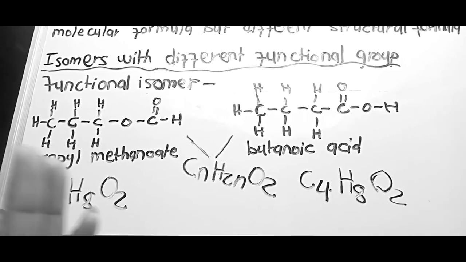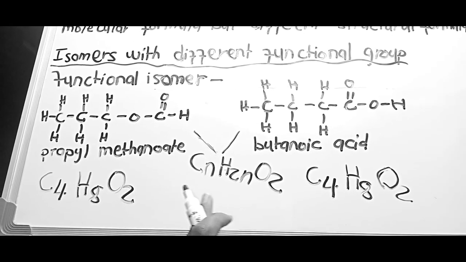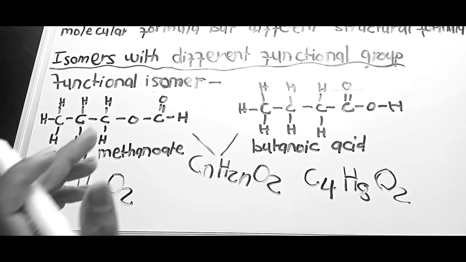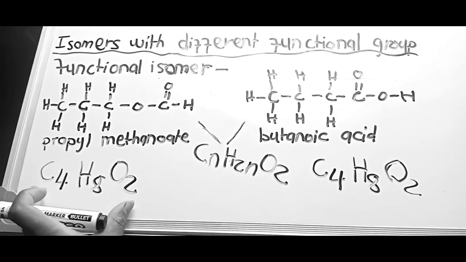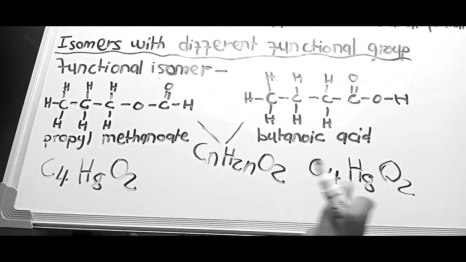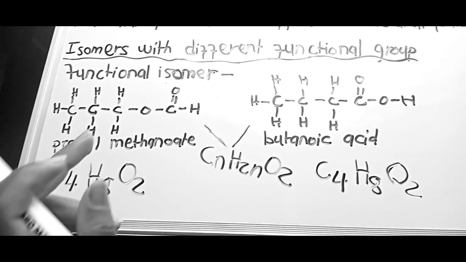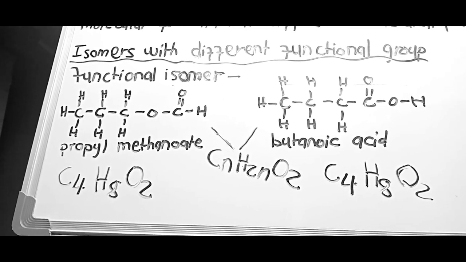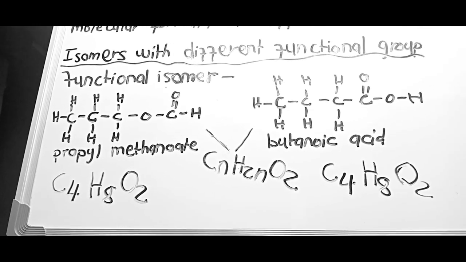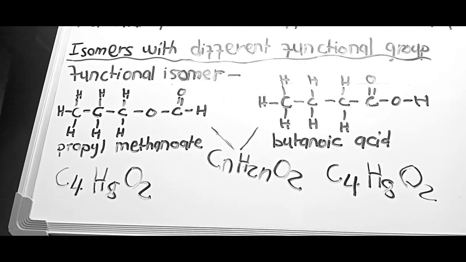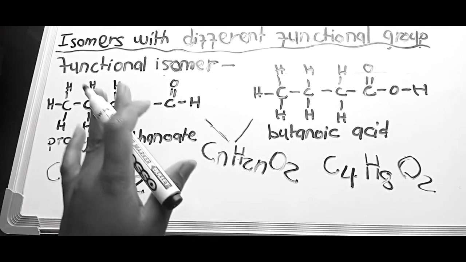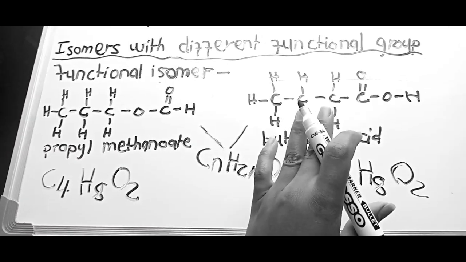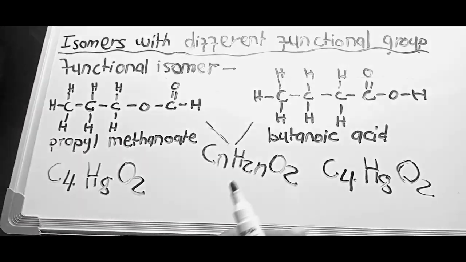They share the same general formula. It means they have the same molecular formula but different functional group. Remember, they have different functional groups, right? They belong to different homologous series. This one is an ester, and this one is a carboxylic acid.